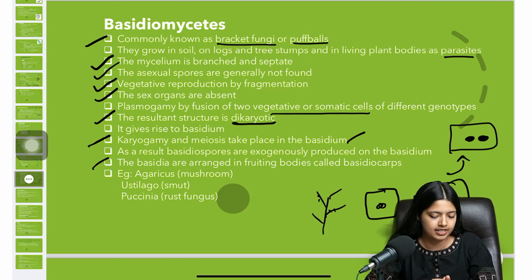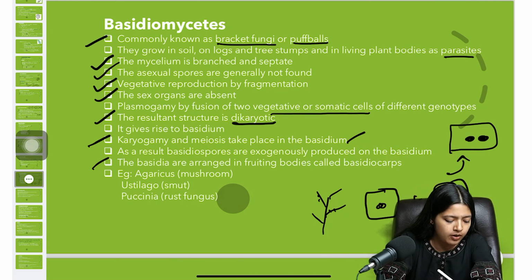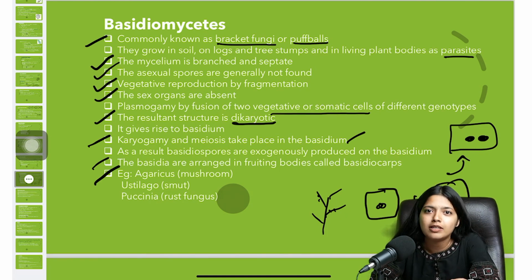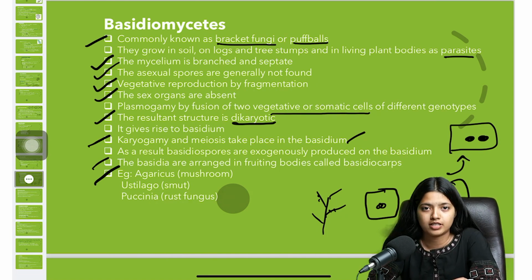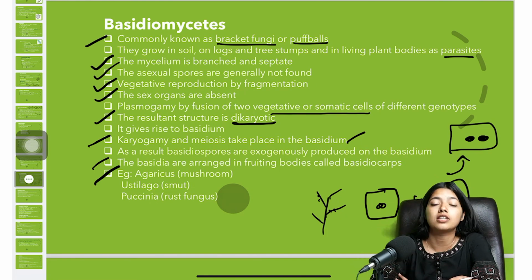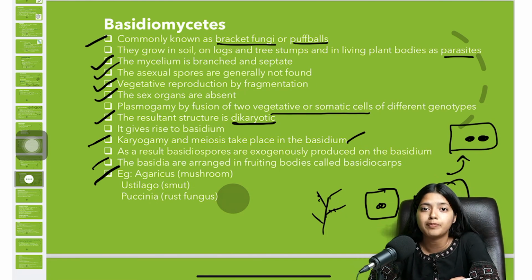And examples. Examples are Agaricus, which means mushrooms. You have seen mushrooms, right? So Agaricus is an example of basidiomycetes. Agaricus, which is mushroom, Ustilago, smut, and Puccinia, rust fungus. Puccinia is a fungus that causes rust disease in wheat. So Agaricus, Ustilago, and Puccinia. This is all about basidiomycetes.